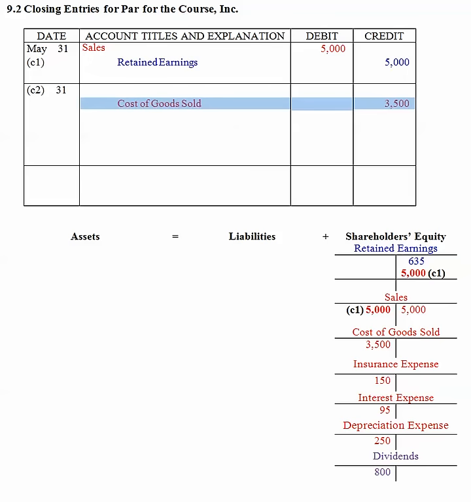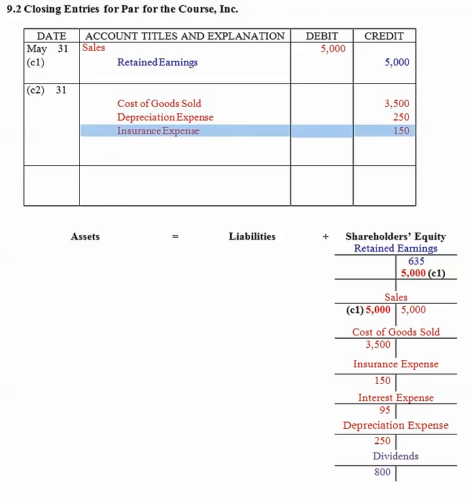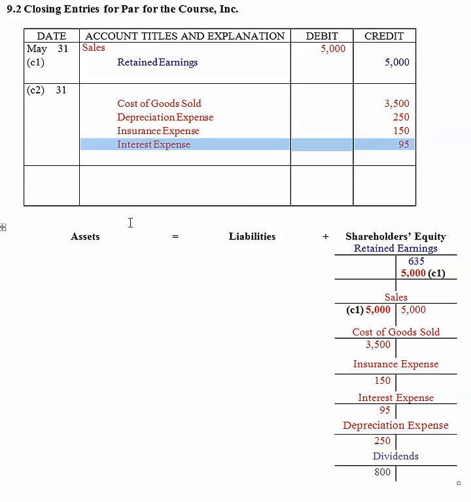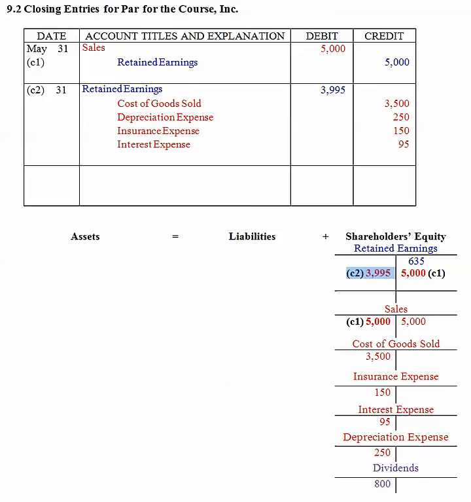The next thing you do is you close your expenses. So we have cost of goods sold at $3,500. So I'm going to zero that out by crediting it. And I'll do that for each of the expenses. Okay. Now when you sum up all those, that's a total of $3,995. So we're going to transfer all of these expenses into retained earnings. So when we post that, that'll occur. So we've got the debit of $3,995 and each of these will be credited, making them zero.